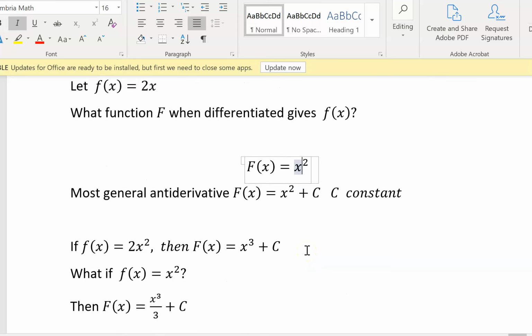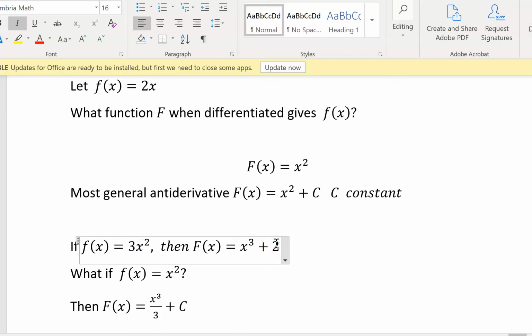Similarly, if you take 3x squared, what will be the antiderivative of that? Well, if you differentiate x cubed, we get that. But at the same time, it's not just x cubed. The derivative of x cubed is 3x squared, but if you take the derivative of x cubed plus 2, that will still be 3x squared, because the 2 is a constant that will disappear.